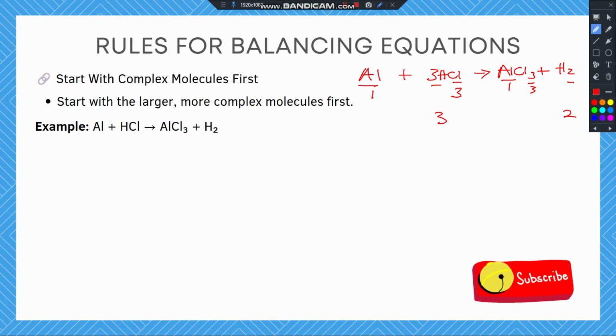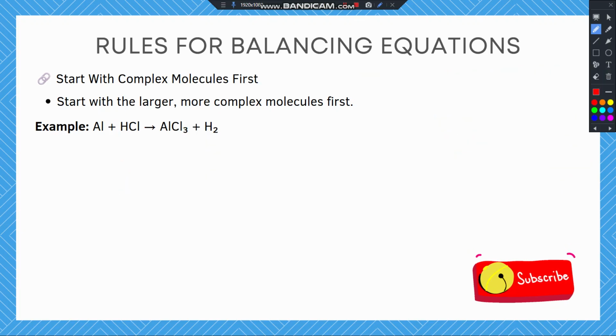So if hydrogen has 3 atoms on the left and 2 atoms on the right, how do we make them equal? We make them equal by simply saying these 3 multiplied by 2, and then this 2 over here multiplied by 3. That way, the left hand side becomes 6 and the right hand side becomes 6. So that coefficient of 3 that we put in front of HCl, we're going to change it to become 6 instead. And then over here, we're going to put a coefficient of 3. So that way, we have 6 atoms of hydrogen on the left and 6 atoms of hydrogen on the right.